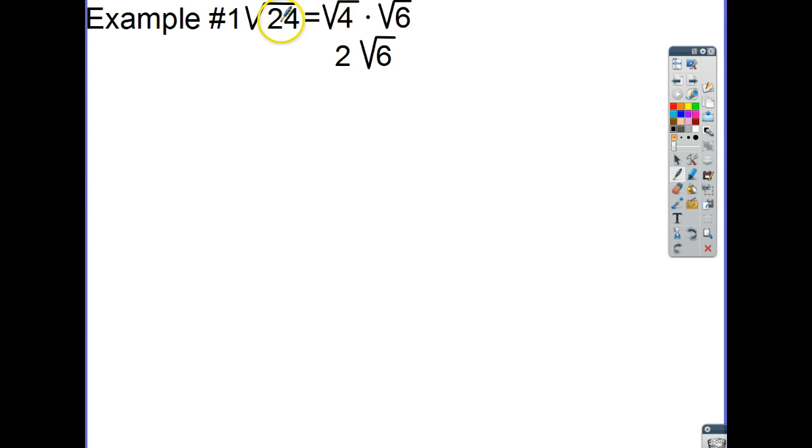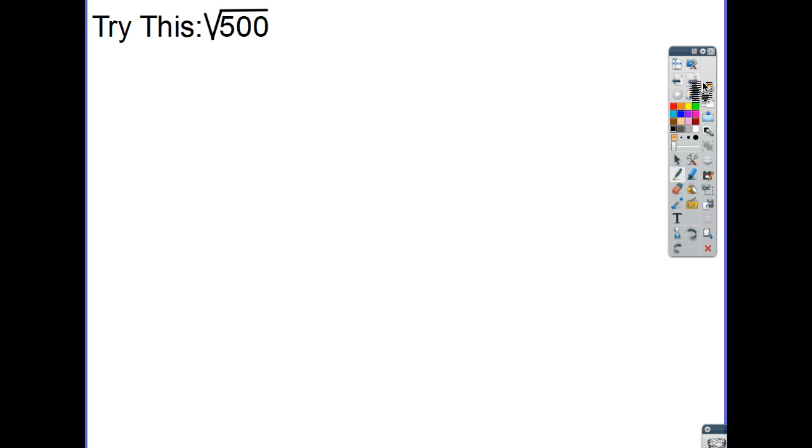So I use that product rule. I say the square root of 24 is equal to the product of the square root of 4 times the square root of 6. And the square root of 4, I know that's 2. Thus, I've simplified it, and the square root of 24 is equal to 2 square root of 6. Go ahead and try this one.